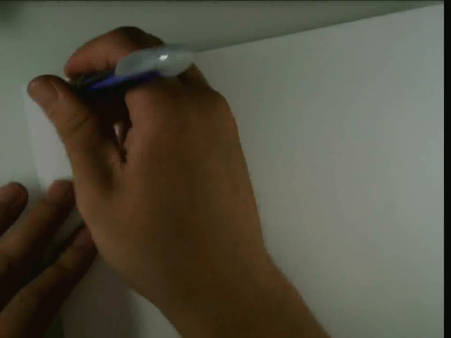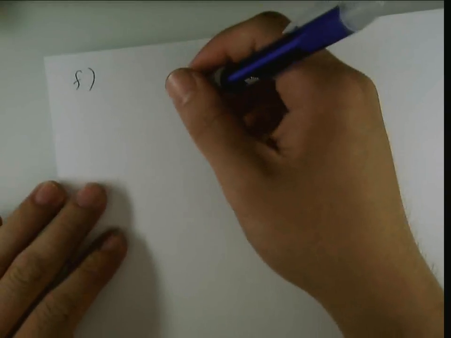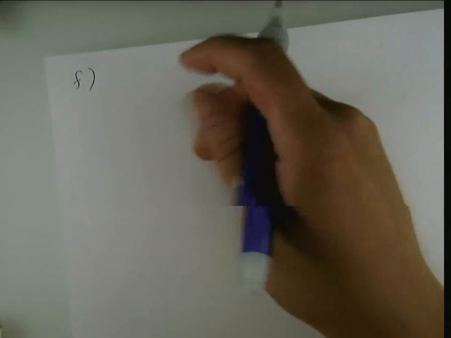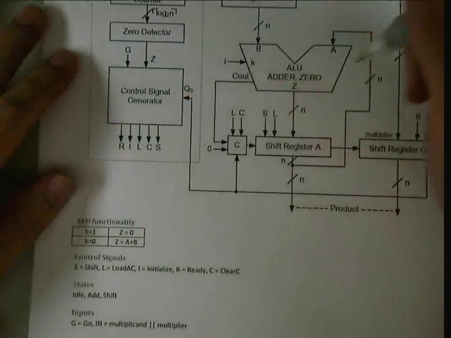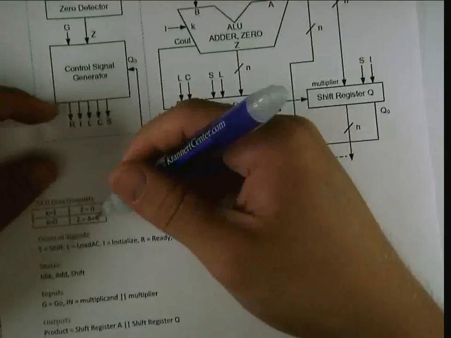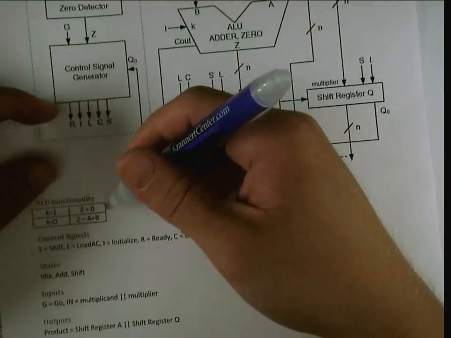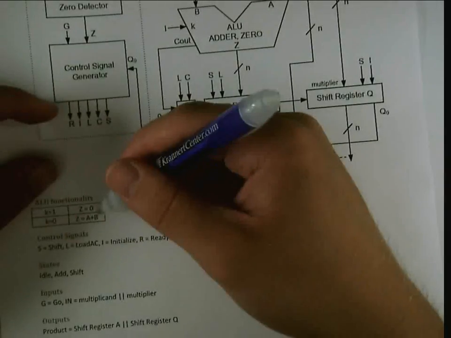F is just the ALU, which frankly is pretty simple. So our functionality is when k is 1, z is outputting 0, and when k is 0, we're outputting a plus b. So really, what is this? It's just an enable. When k is 1, we disable. K is 0, we enable. It's just kind of a flipped enable.